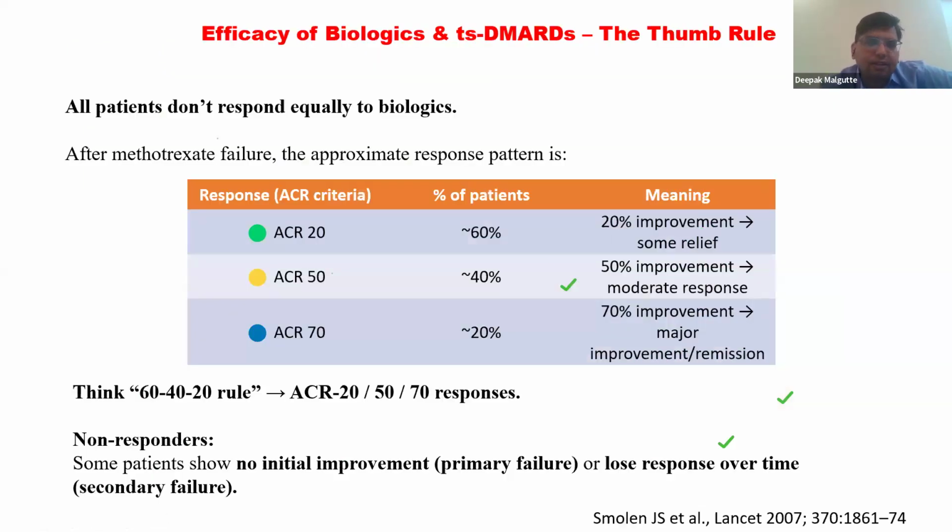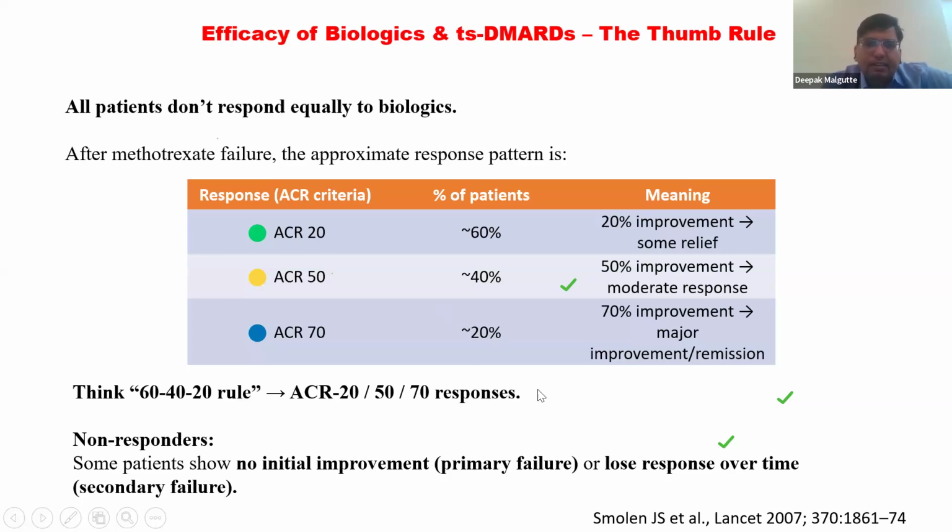And a far more important point is that these biologic or targeted synthetic DMARDs will not cure or completely control the disease. They also have limitations that we should keep in mind. What we measure is the ACR 20, 50, 70 response, or, in simpler terms, mild, moderate, and significant relief. We get this with biologic or targeted synthetic DMARDs in patients who have inadequate response to methotrexate: only 60% get mild relief, moderate relief in 40%, and significant relief in 20 to 30% of patients.